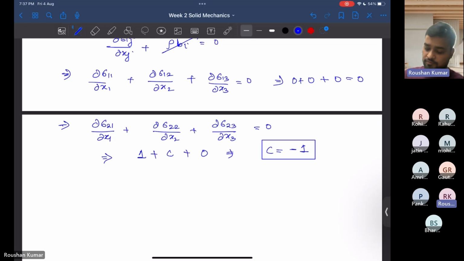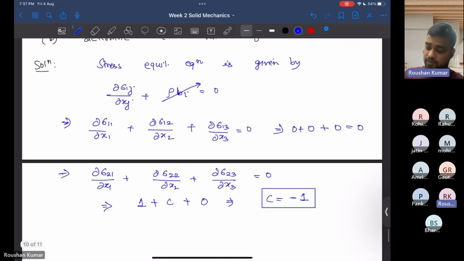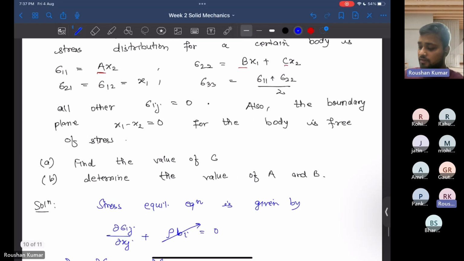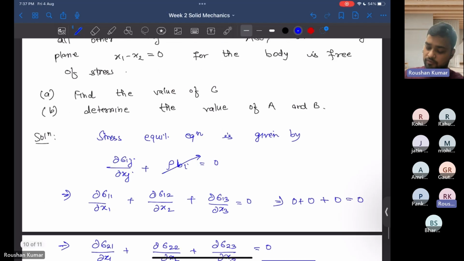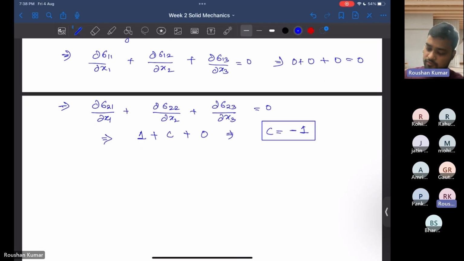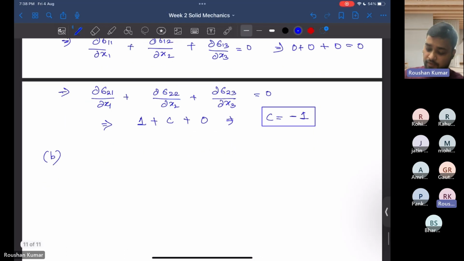Okay. Now the next question is determine the value of a and b. For this question, we know that the boundary plane x1 minus x2 equal to 0 is the plane where the body is stress free. That means the traction on this plane is 0. So we have to find the traction on this plane first. So this is the solution for A and this is the solution for B.